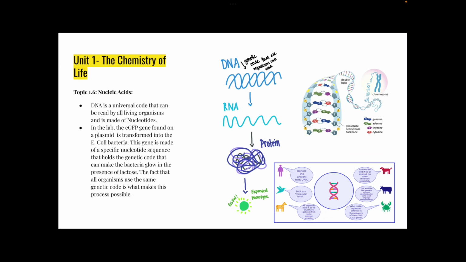For Unit 1, Chemistry of Life, I chose topic 1.6, nucleic acids, because DNA is a universal code that can be read by all living organisms and is made of nucleotides. I chose this because the plasmid that held the EGFP gene was transformed into the E. coli bacteria, and that bacteria was able to read that gene because all organisms are able to read DNA because it's a universal code. And for my visual, I chose to draw the central dogma of biology.